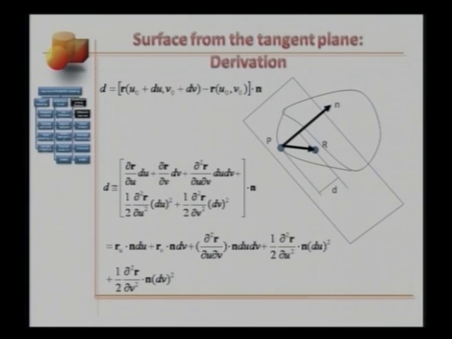Let's try to simplify. So this expression on the right hand side is equal to r sub u dotted with n times du plus r sub v dotted with n times dv plus partial 2r over partial u partial v dotted with n du dv plus half of partial 2r over partial u squared dotted with n du squared plus half partial 2r over partial v squared dotted with n times dv squared. Let's try to simplify this expression a little further.